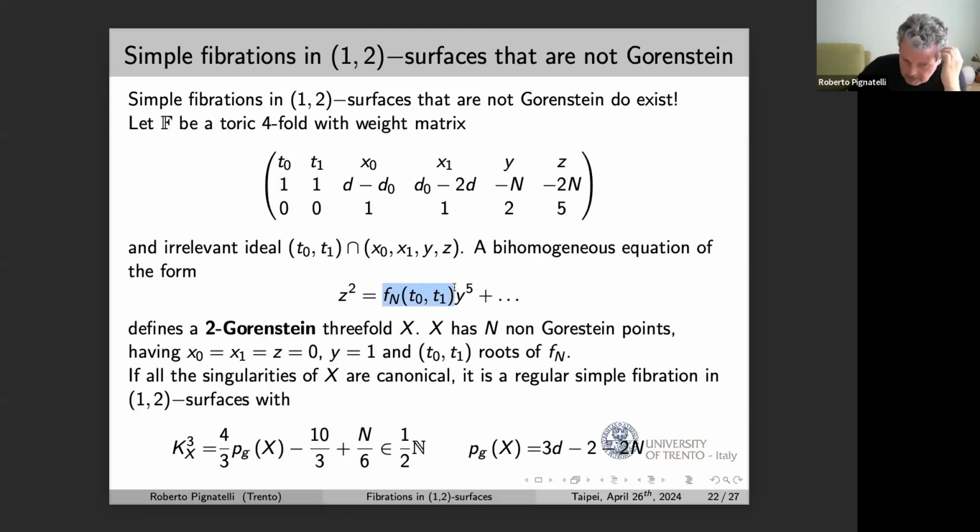And so you get, with multiplicity n, singular points of the threefold, which turn out to be 2-Gorenstein, non-Gorenstein singular points. So such a threefold has volume 4/3 pg minus 10/3 plus something, which is exactly 1/6 of this number n. And let me insist on the fact that this is a half integral, which may not look clear from these denominators, because we are dealing with something which is 2-Gorenstein.